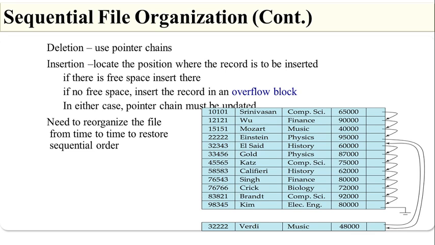Insertion at a particular location: locate the position where the record is to be inserted. If there is free space, insert there. If there is no space, insert the record in an overflow block. In either case, the pointer chain must be updated. We need to reorganize the file from time to time to restore the order.